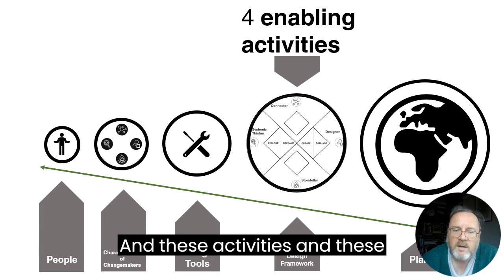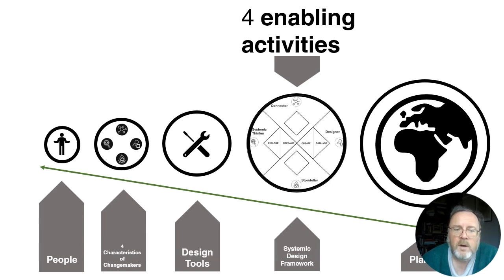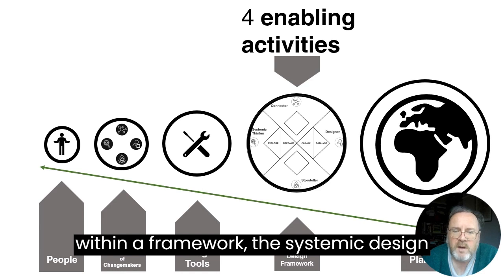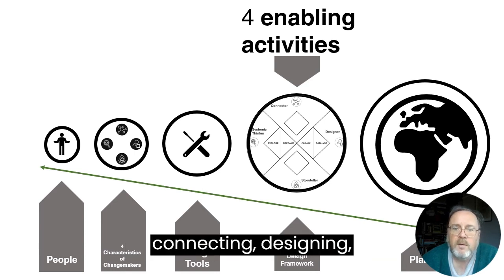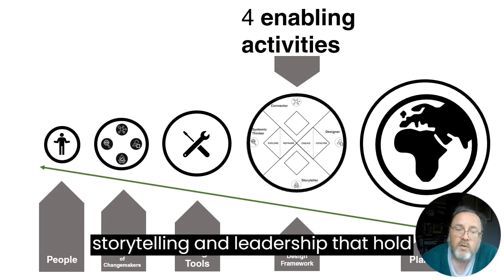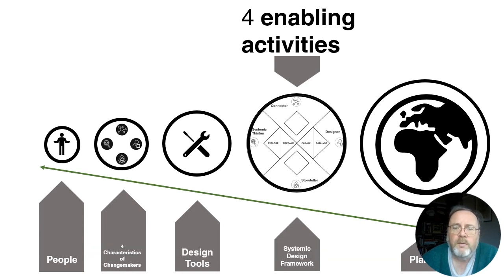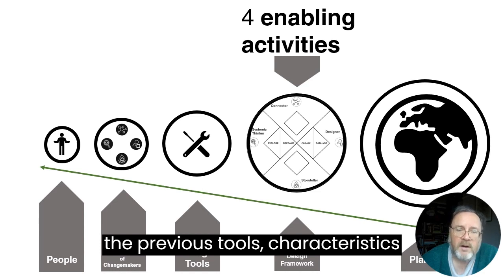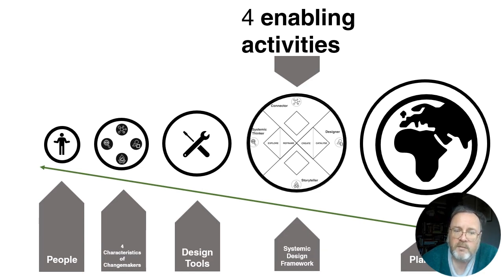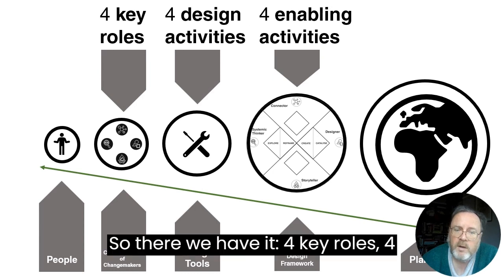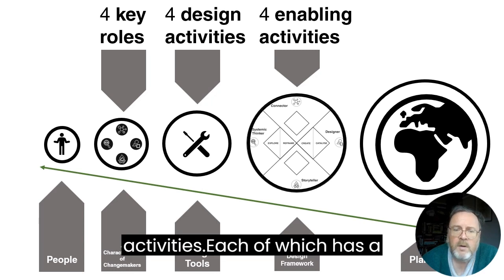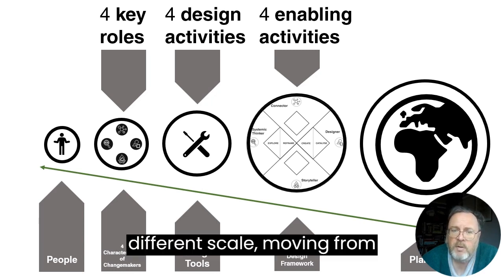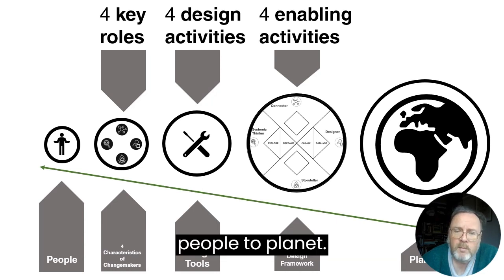And these activities and these characteristics are held within a framework, the systemic design framework, which has a broader sense of enabling activities to do with systemic thinking, connecting, designing, storytelling and leadership that hold the previous tools, characteristics of humans within itself. So there we have it, 4 key roles, 4 design activities, 4 enabling activities, each of which has a different scale, moving from people to planet.